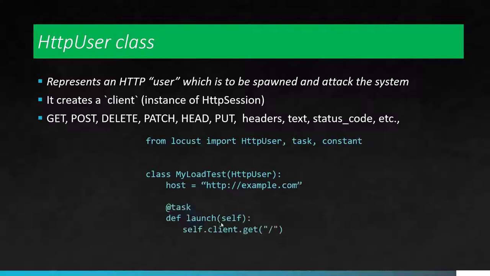In this simple snippet, we are importing the HttpUser user module, task and constant from the Locust package, and we are creating a new class called MyLoadTest. We are deriving the HttpUser user, and in the host, we are mentioning the application under test. And then we are creating a new task called launch, which will basically launch the example.com.